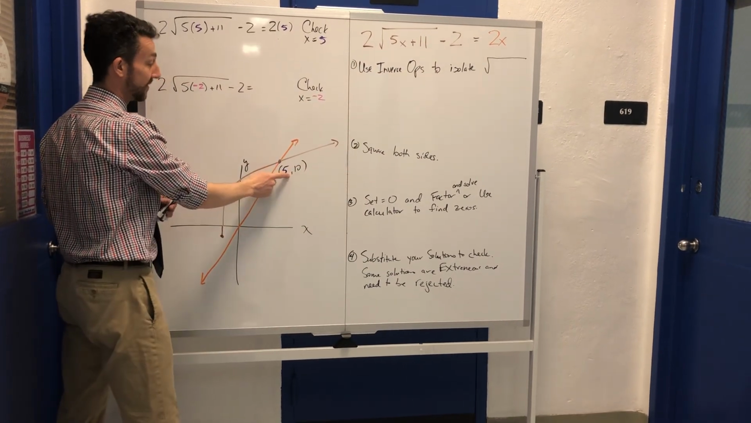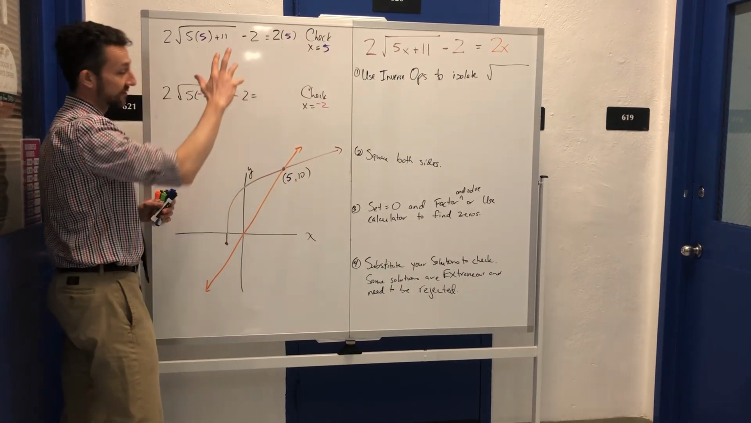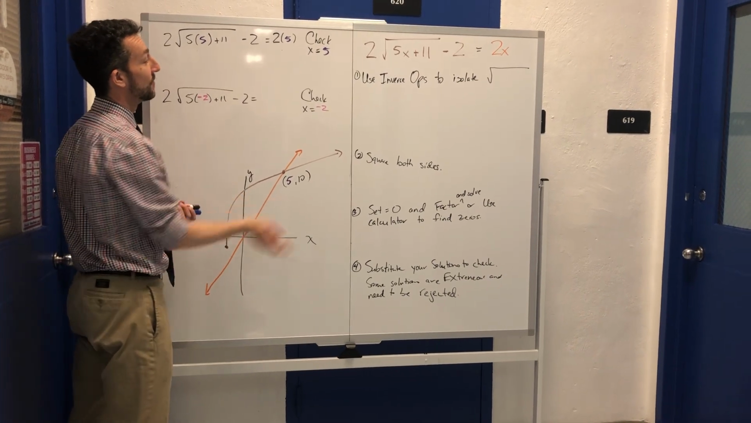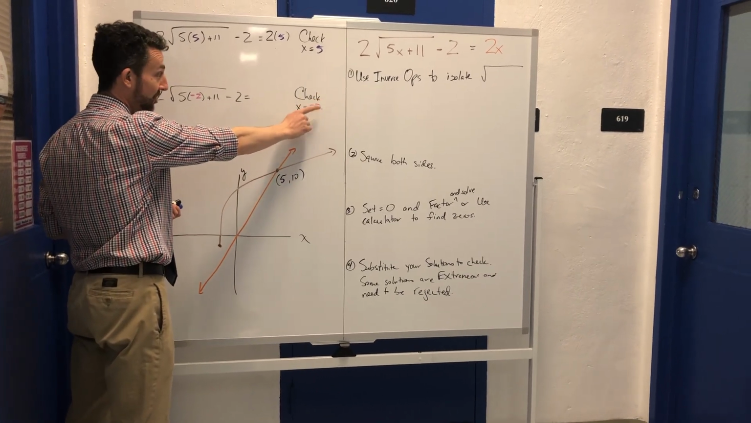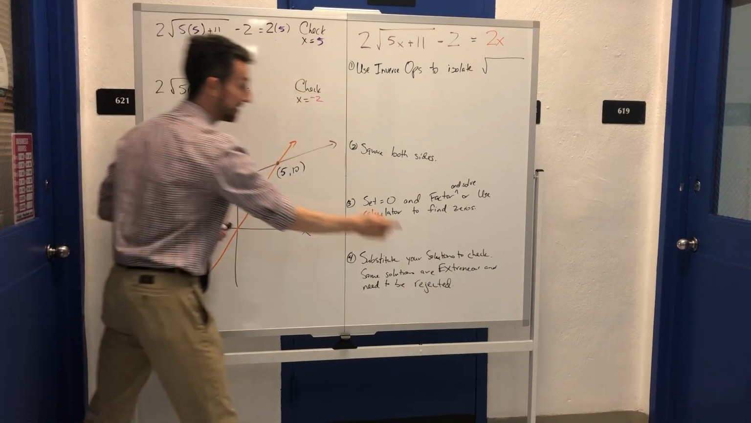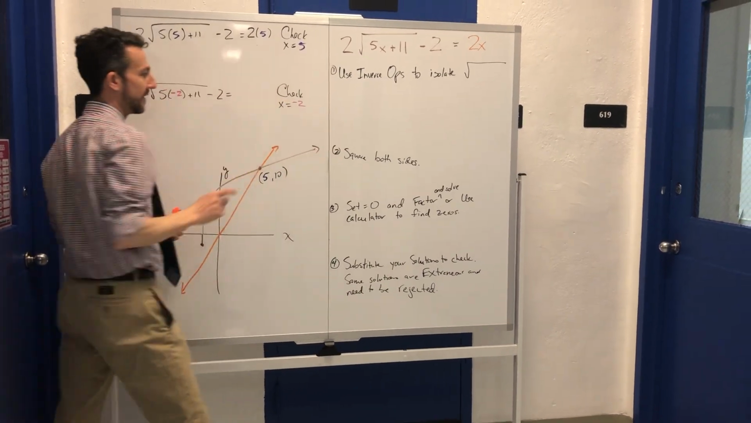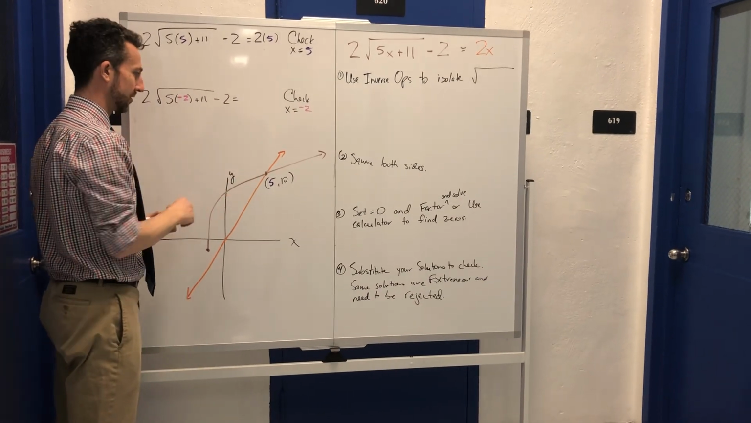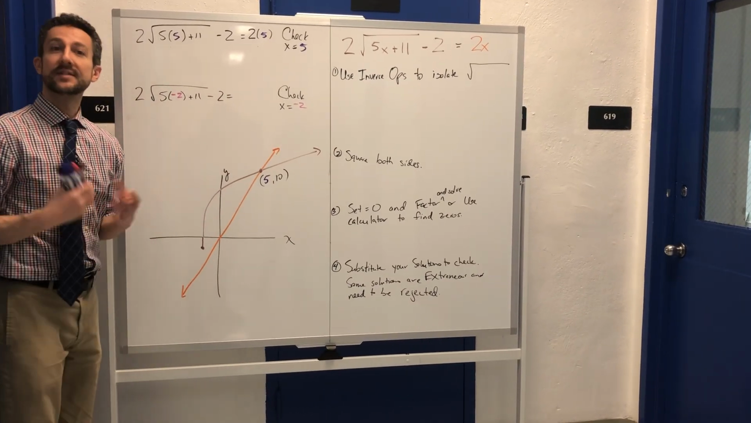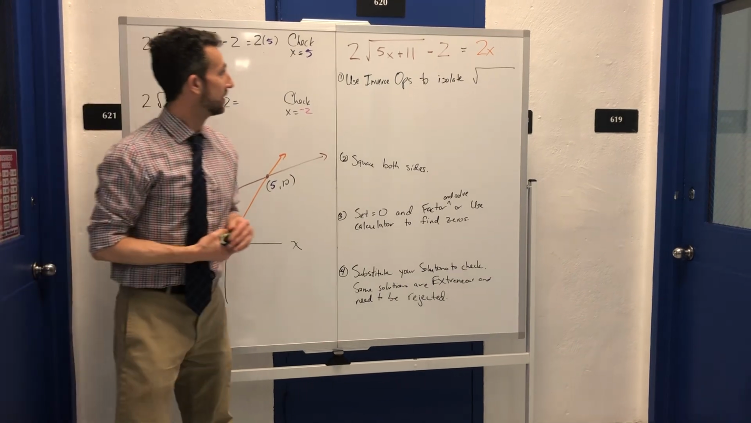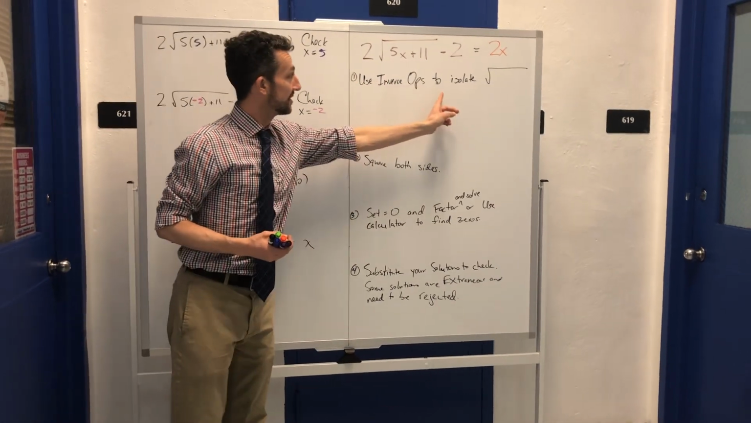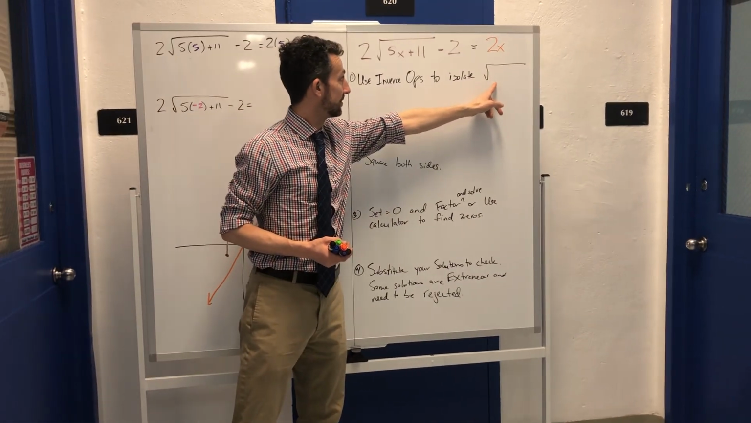is x equals 5. In the process of solving it, we're going to find that we get another solution that we then have to check and then reject, because you'll see when we plug it in to check that it doesn't work. Okay, so the steps for solving will be: use inverse operations to isolate the radical.